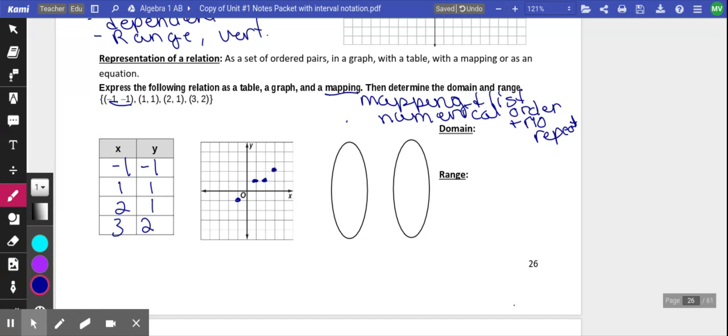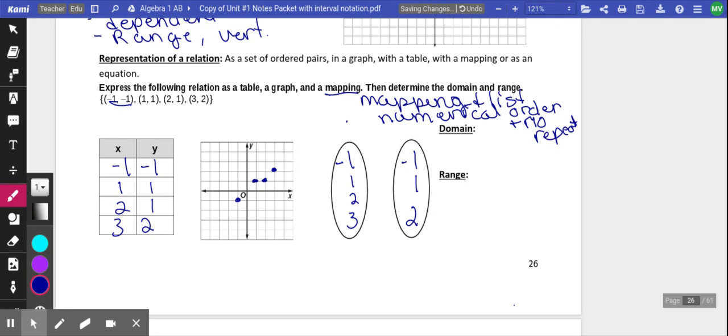Now, when I do my mapping, my first circle is always my domain. And again, I want to put those in numeric order. This list was already pretty much in numeric order. So it's -1, 1, 2, 3. My range, again, I want numeric order, and I don't list any repeats ever. So my range is -1, 1, and 2.